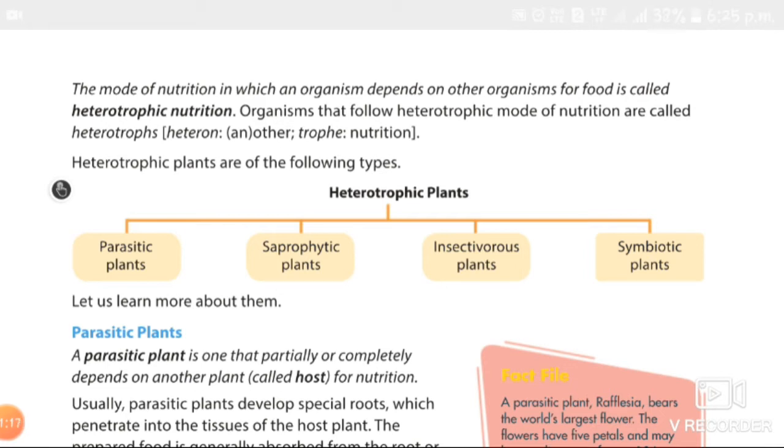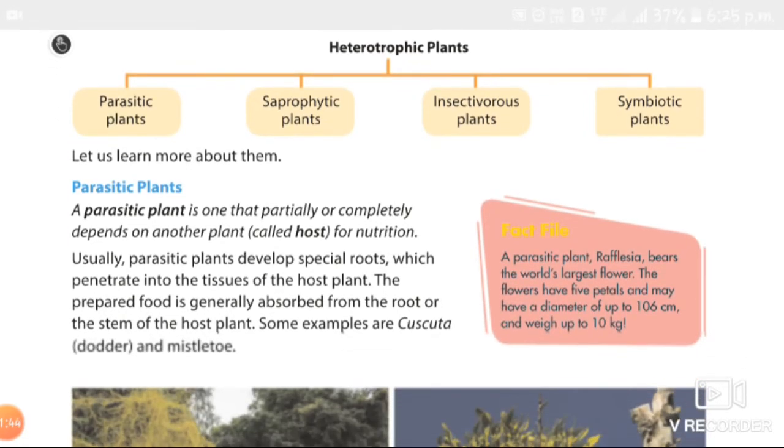Heterotrophic plants are divided into four types. What are they? Parasitic plants, saprophytic plants, insectivorous plants, and symbiotic plants. Here first we start to study parasitic plants. What is a parasitic plant? A parasitic plant is one that partially or completely depends on another plant for nutrition.